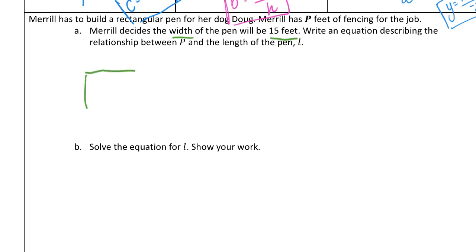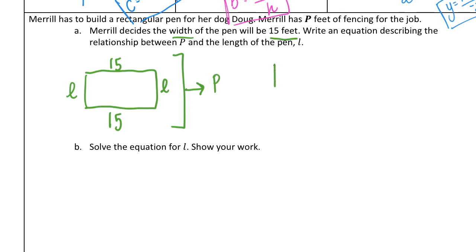So we've got a rectangular pen here. We know that the width is going to be 15 feet. We don't know the length. You could have interchanged these, by the way. If you put width on the other side and then length up top, that's fine. We know that all this together has to be P amount of fencing.